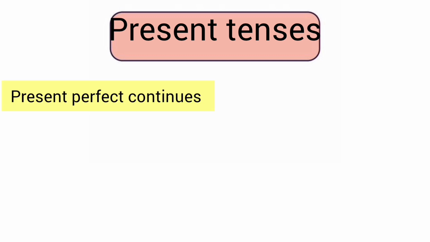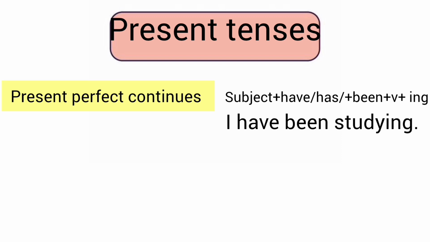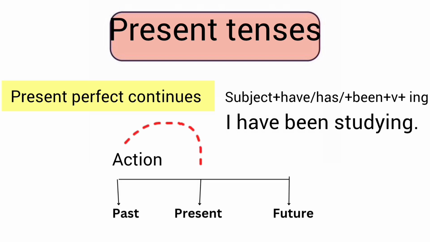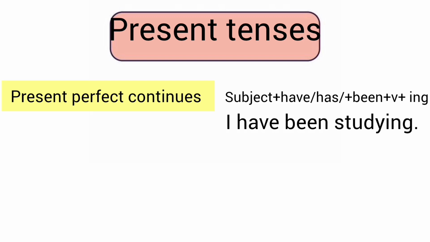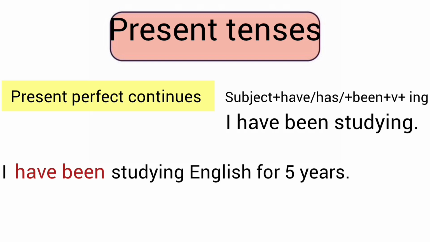Present perfect continuous. Sentence structure is subject, helping verb have, has, been plus verb-ing. For example, I have been studying. We use this tense when we are talking about an action that started in the past and is still continuing in the present non-stop. For example, I have been studying English for 5 years. In other words, I started studying 5 years ago. I never stopped and I'm still learning.